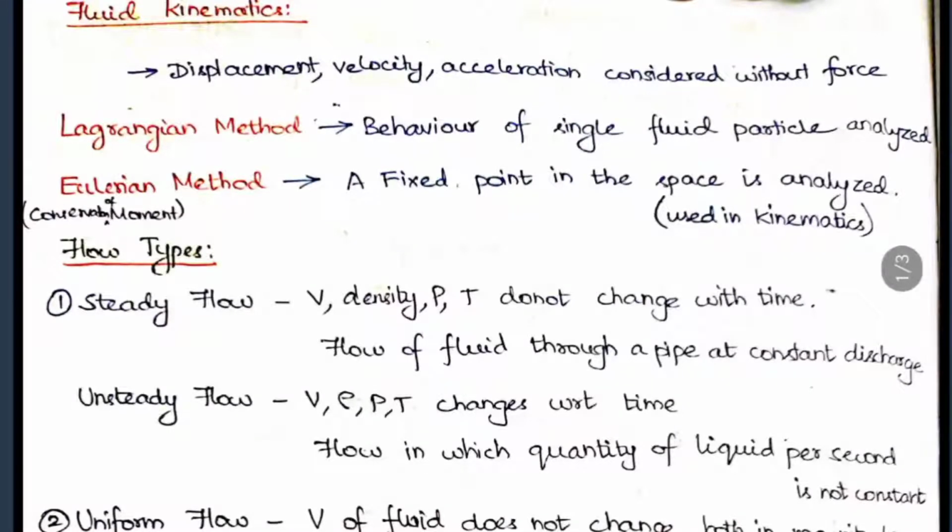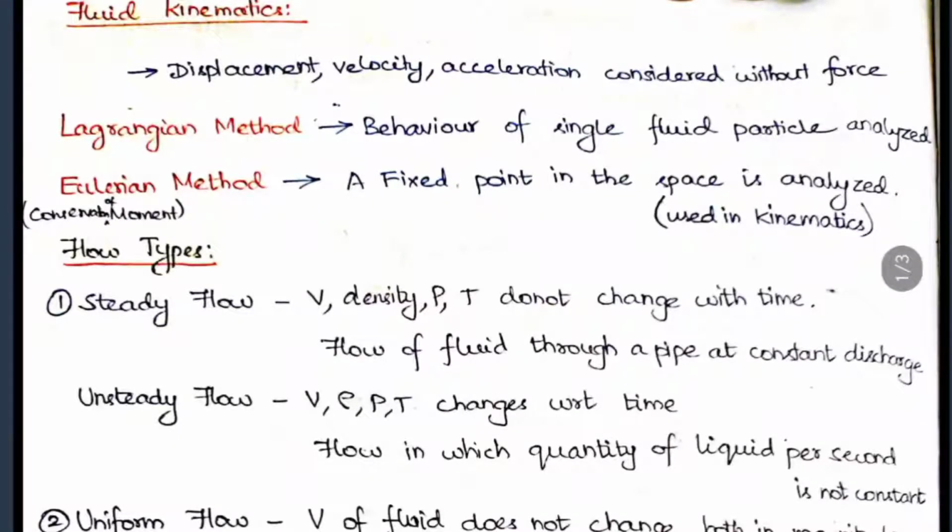So Lagrangian method means here the behavior of a single fluid particle alone is analyzed, whereas in the Eulerian method a fixed point in the space is analyzed. So a fixed point means it may be a continuous set of points also. So usually this Eulerian method is only used in the kinematic study, and this uses the principle of conservation of momentum. So this is one important point. If they ask you what principle is used in the Eulerian method, it is conservation of momentum.